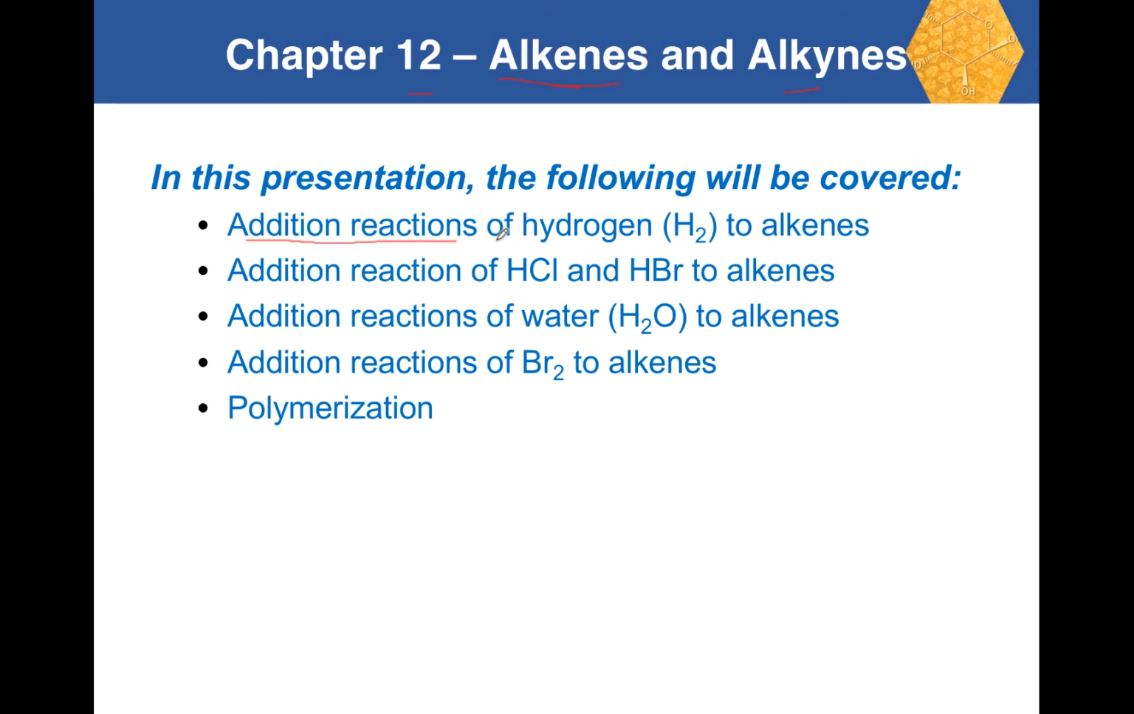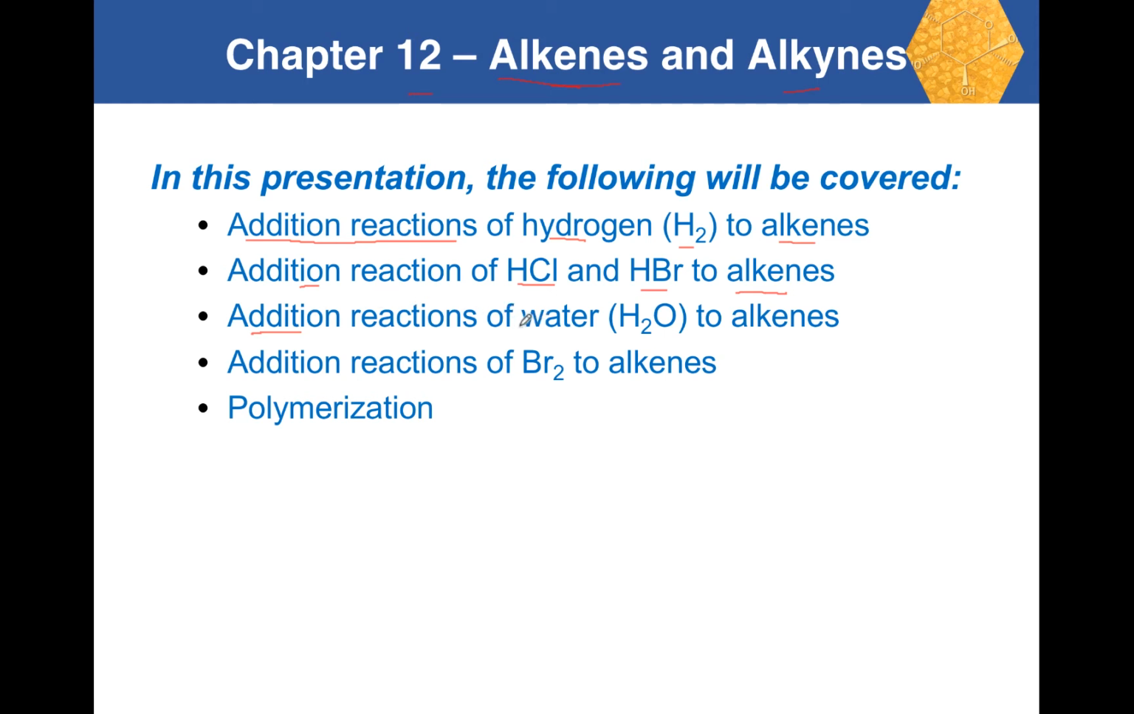So we will consider the addition of hydrogen to alkenes. We'll consider the addition of HCl, hydrochloric acid, and HBr, hydrobromic acid, to alkenes. Notice again, I'm emphasizing addition because in these reactions you will notice that we'll be adding two molecules together to make the product.